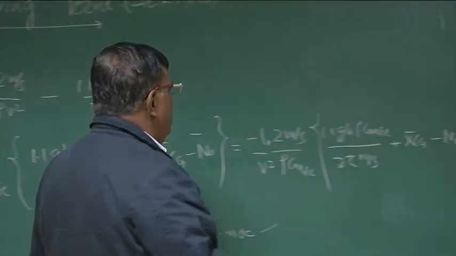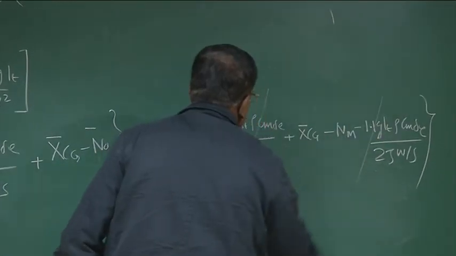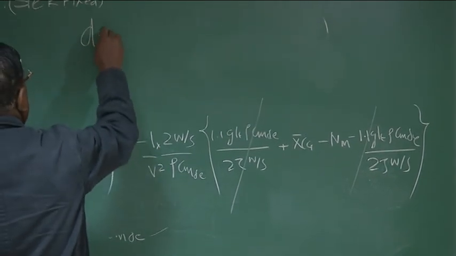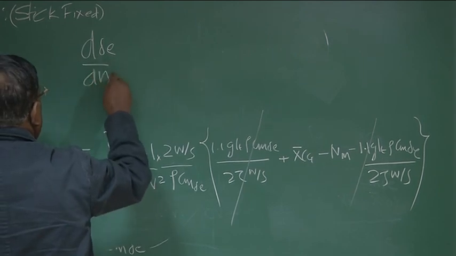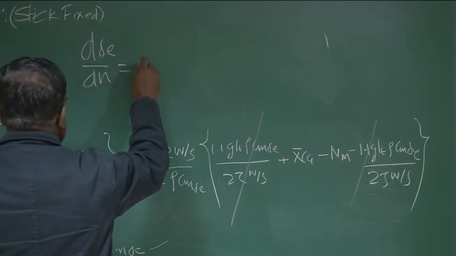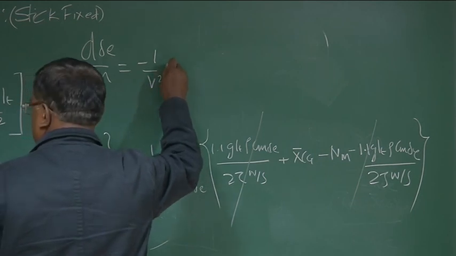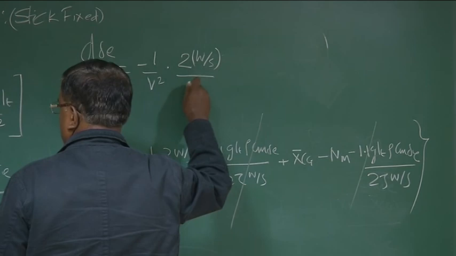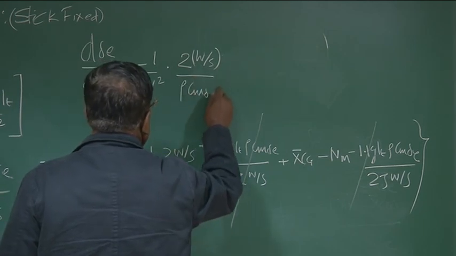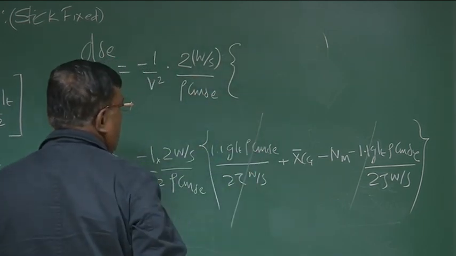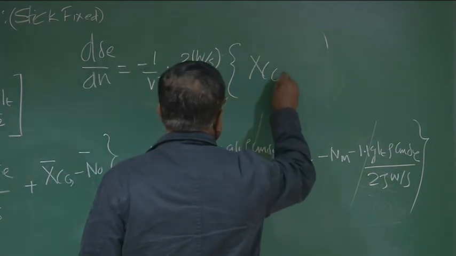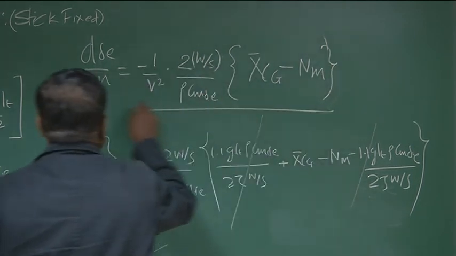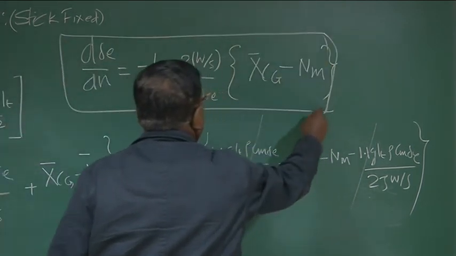And what has happened by doing this, this term and this term get cancelled, and you get an expression d delta E by dn equal to minus 1 by v square, 2 w by s by rho cm delta E into xcg bar minus Nm. This is a very interesting expression.